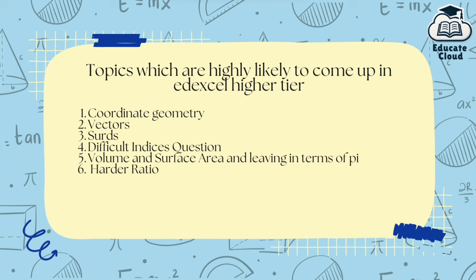So number 1, coordinate geometry, you're really likely to get a quite difficult question on this topic. Number 2, vectors. Again, this comes up for some of the harder marks. Then you've got surds, some difficult indices questions. So again, I'm going to show you a couple of examples. You're also likely to get a volume and surface area question, especially those where you leave it in terms of pi, and then a harder ratio question as well.